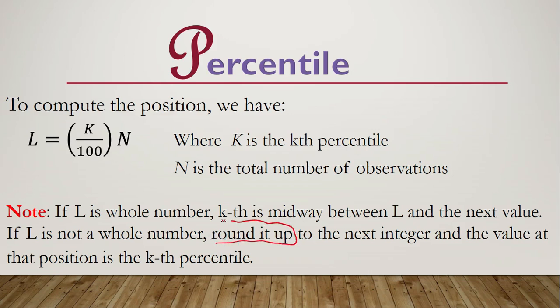However, if L is not a whole number, a decimal number, we round it up. Again, we round it up, not round off, but round up to the next integer. For example, if we get 5.2, we round it up to 6. If we get 5.7, we round it up to 6. If L is not a whole number, that rounded position is the kth percentile.